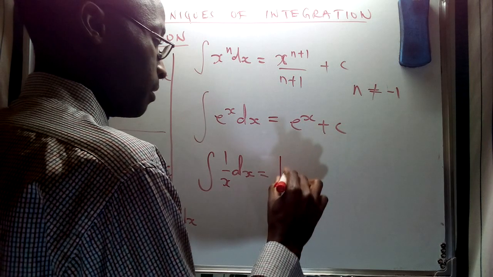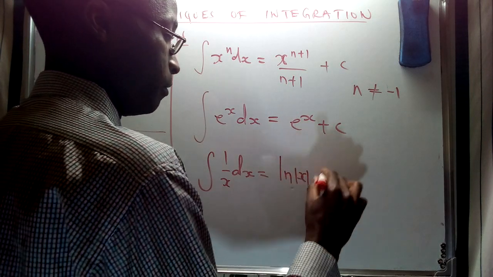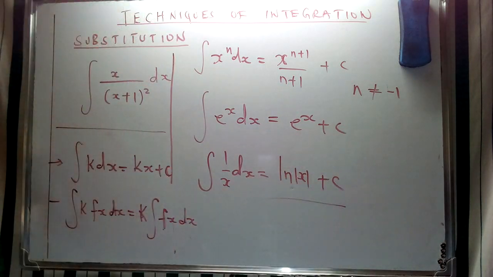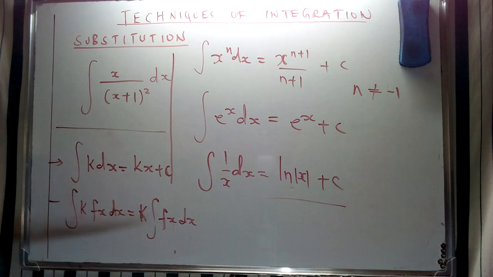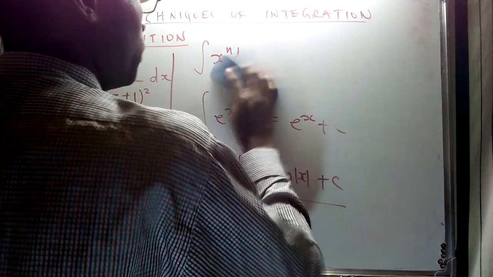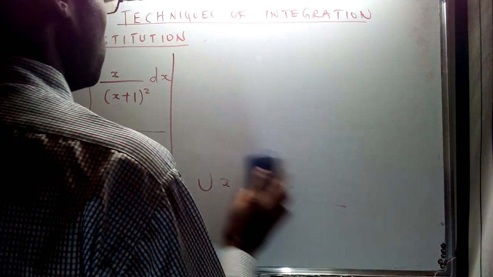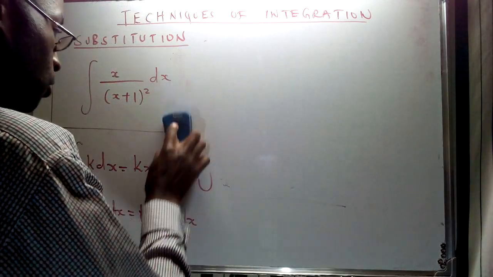This is going to be given as the natural log of the absolute value of x plus c. So these are some of the few rules that we're going to abide by in trying to solve the problem that I've given on the board, insofar as substitution is concerned. There are various ways in which you can combine the rules that I've mentioned.